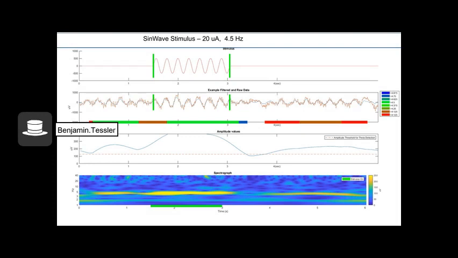Here we have an example of one of the sine wave stimuli at 20 microamps. The top plot is the stimulus waveform, where the green highlight is the start and stop. The second from the top plot is the raw data with its filtered data overlaid. The bottom color highlights are when theta is determined to be on, and its associated frequency with the color-coded legend is to the right. The third from top plot is the extracted amplitude, with the dashed line being the threshold we use for detecting theta, and the bottom is the spectrograph. As can be seen, the sine wave increases the amplitude only during stimulation.